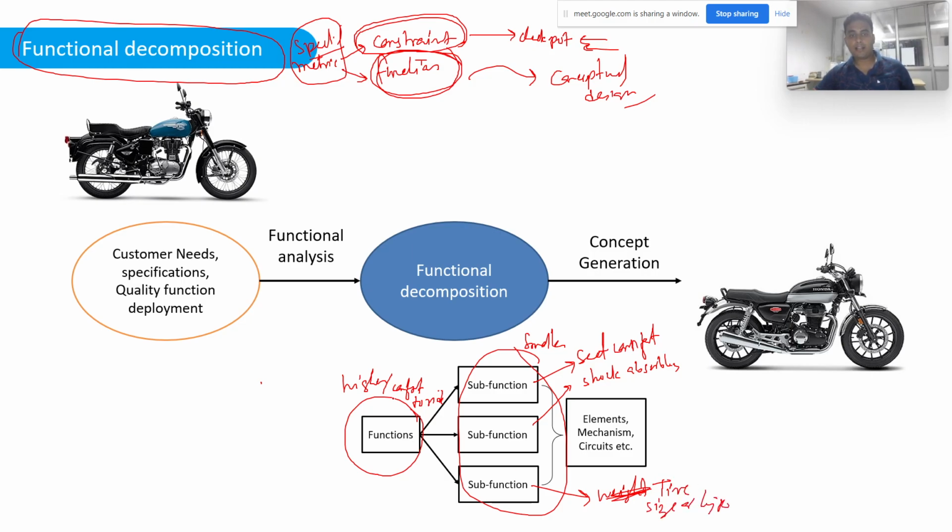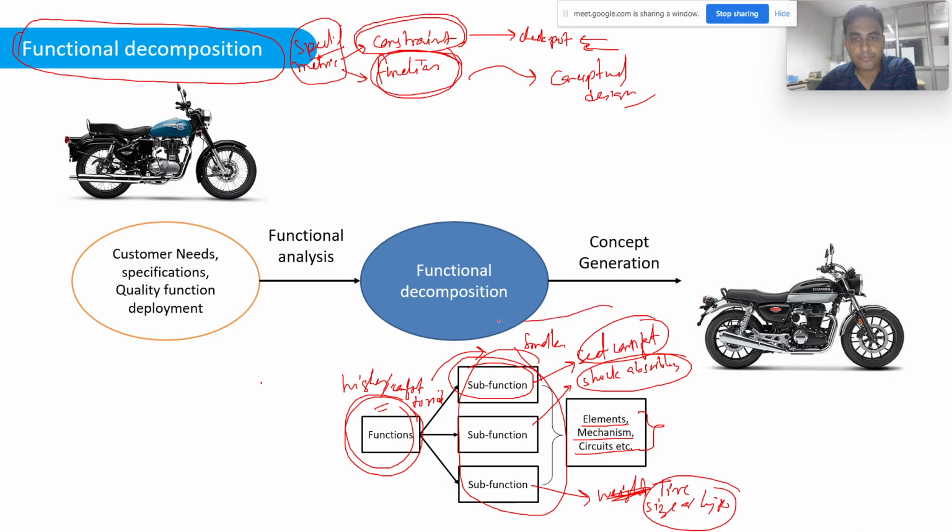A higher level function can always be broken down into smaller functionalities, because multiple functional blocks may contribute towards a particular higher level function. So in order to achieve a higher level function, we check what different sub functions we need to accomplish. Based on these smaller sub functions, we then decide upon the elements, the mechanisms, the circuits, and various parts required to achieve the higher functions. This process is called functional decomposition.